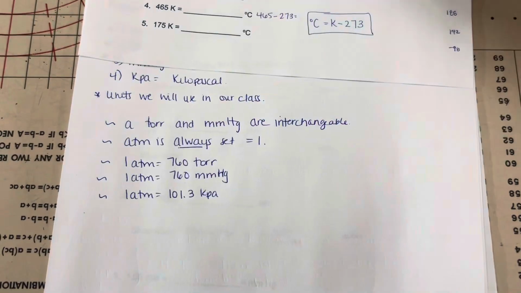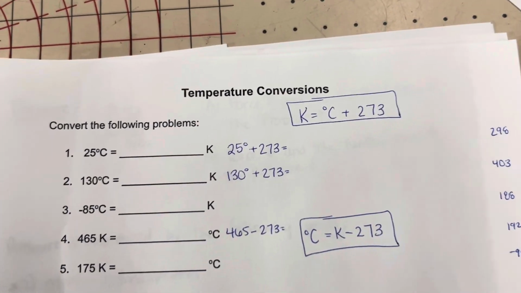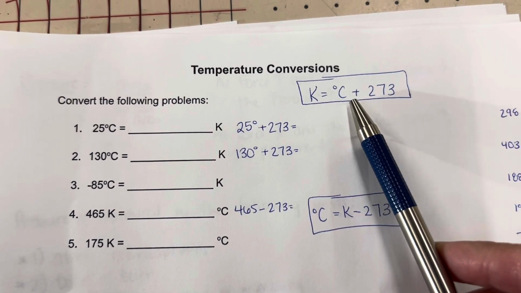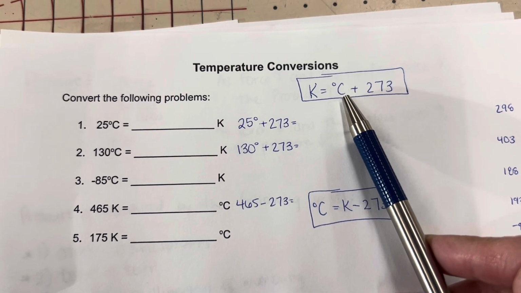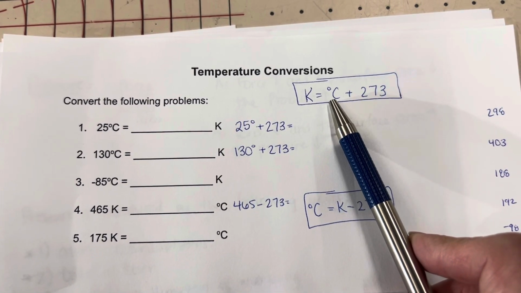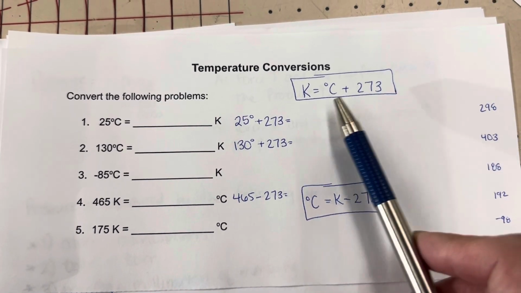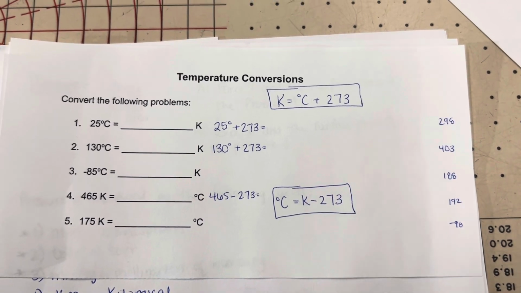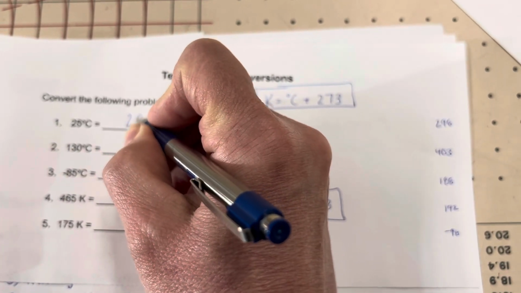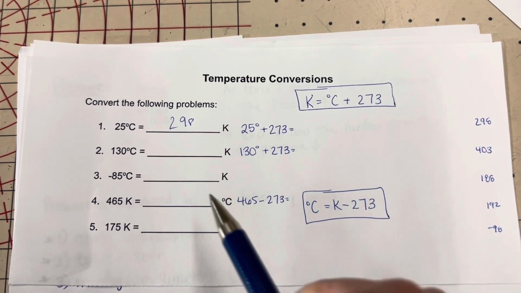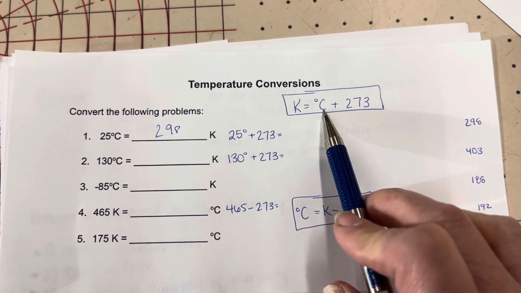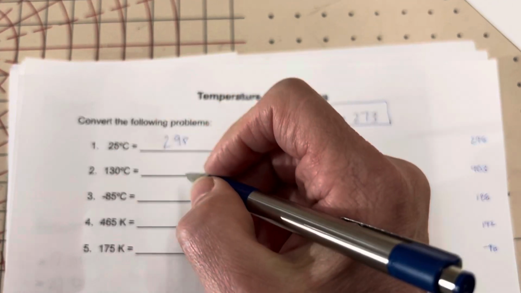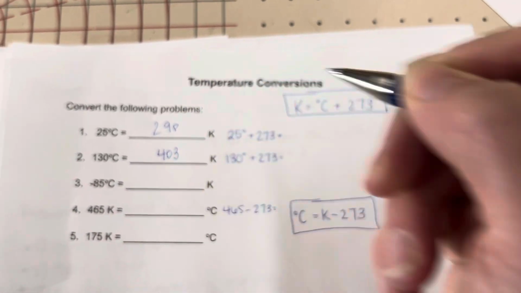So let's look at an example here. Temperature conversions. So if I wanted you to go from 25 degrees Celsius to Kelvin, I'm going to use this formula here, and I'm going to replace degrees Celsius with 25. 25 plus 273, I add that together, and that's going to give me an answer of 298. So that is 298 K. 130 degrees Celsius, I add 130 plus 273. That gives me an answer of 403 when I add it together. So I have 403 K.